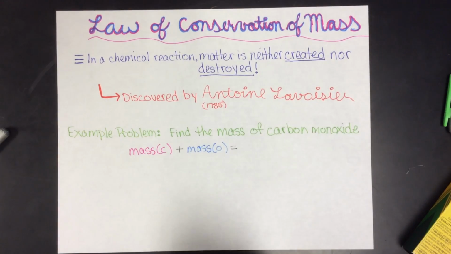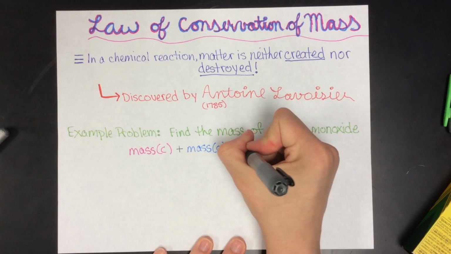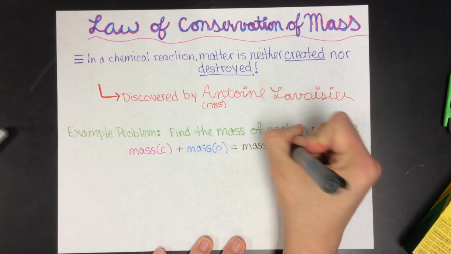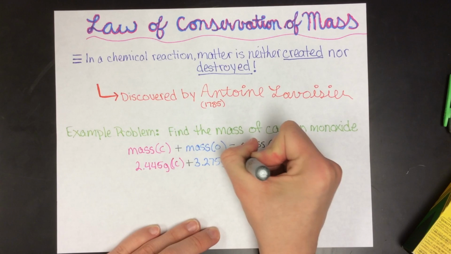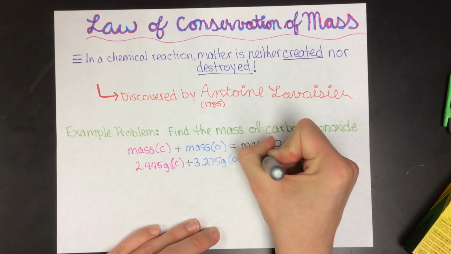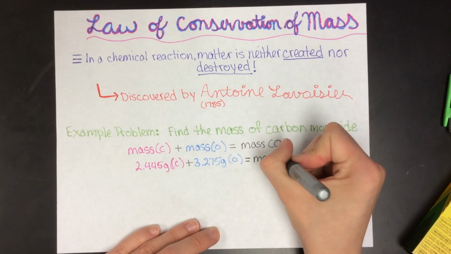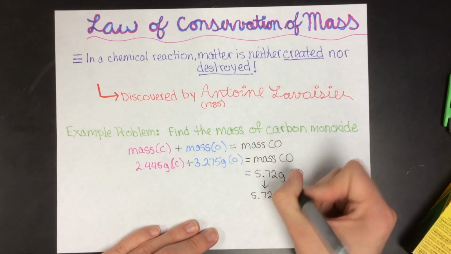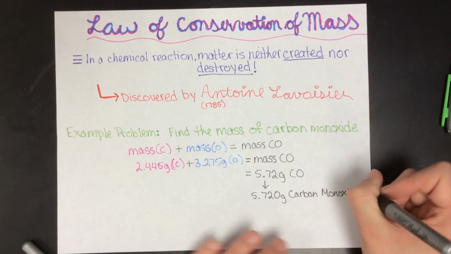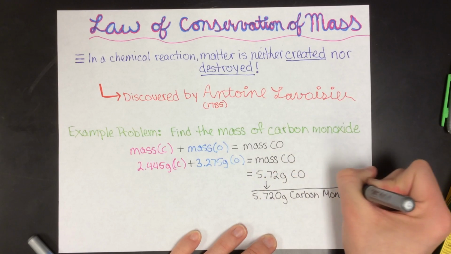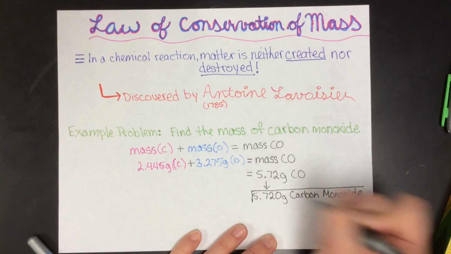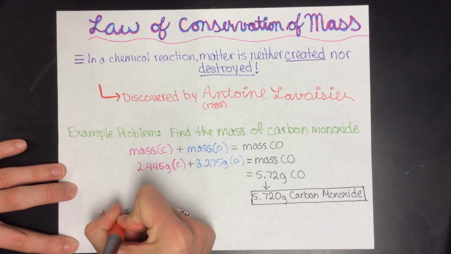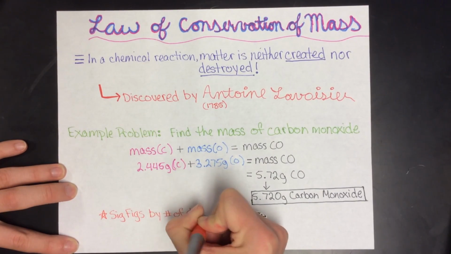First, you add the mass of carbon with the mass of oxygen to get the mass of carbon monoxide. In this case, there are 2.445 grams of carbon and 3.275 grams of oxygen. By adding those up, the total mass of carbon monoxide comes to 5.72 grams. In this problem, no mass was created nor destroyed. Sig figs are present in this problem by number of decimal places.